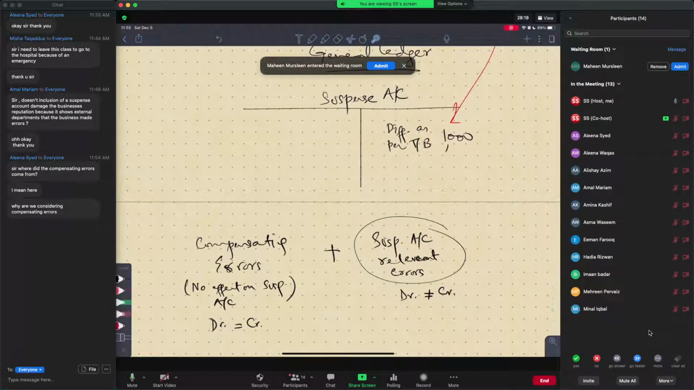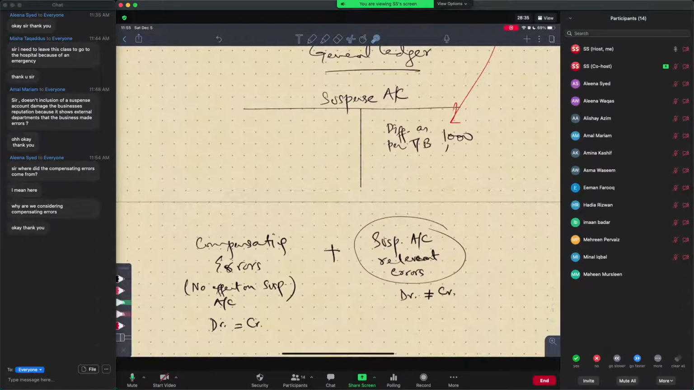The point isn't why we are considering compensating errors. The point is that as soon as you come across an error, as a professional accountant, it is your responsibility that you need to fix that error. If it involves suspense account, you will fix it with the suspense account. If it doesn't involve suspense account, you will fix it nonetheless because it's an error. And if you leave it unattended, it will continue to corrupt your accounting data. That's why you are going to fix all the errors, right? वो अब कैसे आएंगे analysis के अंदर? We will see that in a bit, in an example, right?